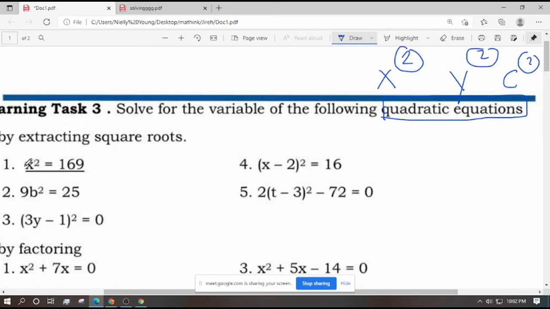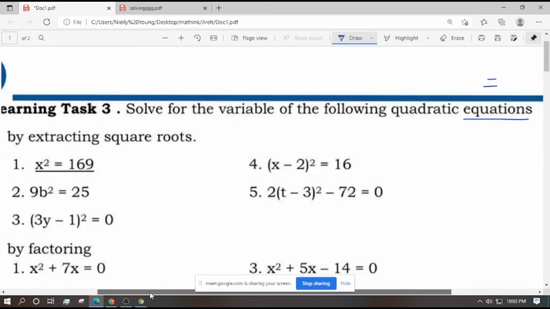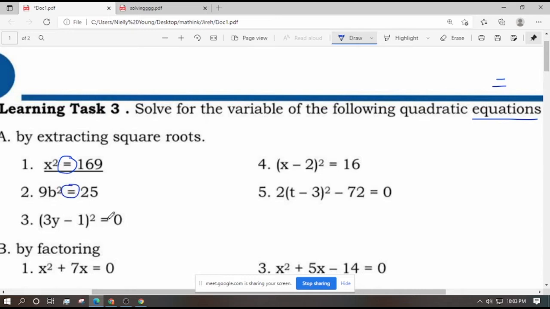If you can see, all the equations have a power of 2. That's why we call it quadratic. And when we say equations, it means equal. As you can see, in the given equations, there is an equal sign. They are not greater than or less than or not equal to. It is from the word equal. So that is the meaning of quadratic equations.